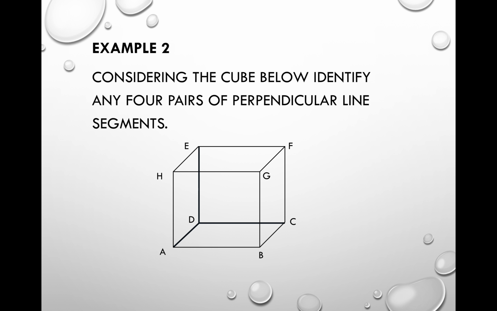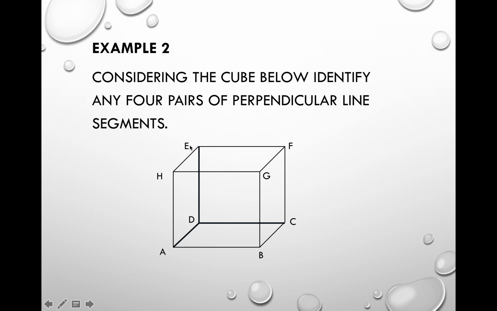So for example 2, it says, consider the cube below. Identify any 4 pair of perpendicular line segments. So line segments, again, have 2 endpoints, and we can look and see which ones would be perpendicular. Since this is a cube, we know that every square or rectangle has 90 degrees. So there are quite a bit. Identify any 4 pair. So I need 4 of them. Pairs means I'm going to have 2 letters for one segment, 2 letters for another.